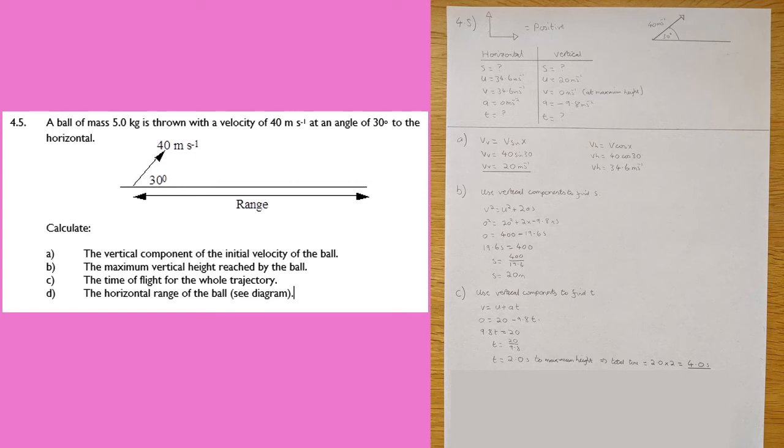Finally, we're trying to find the horizontal range of the ball. The horizontal range of the ball is really the same as the displacement. So we're using horizontal components this time. And we can use the equation S equals ut plus a half at squared. That gives us a horizontal range of 140 meters to two significant figures.